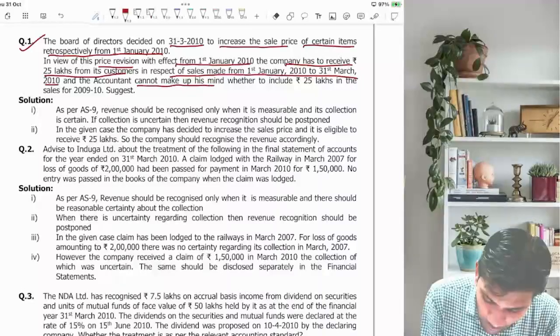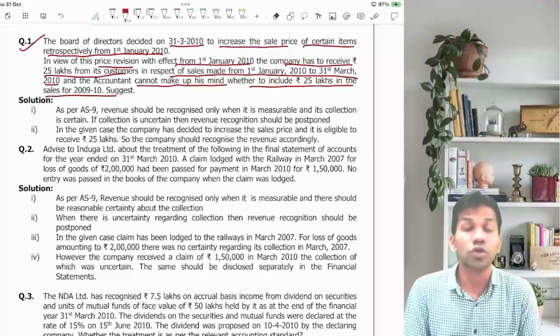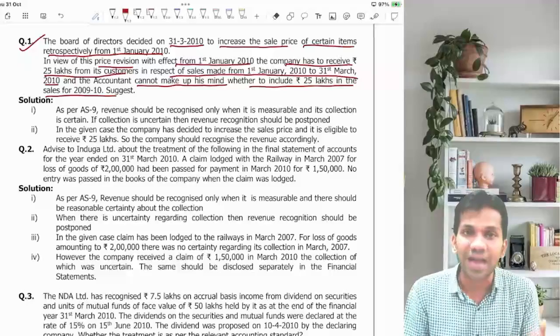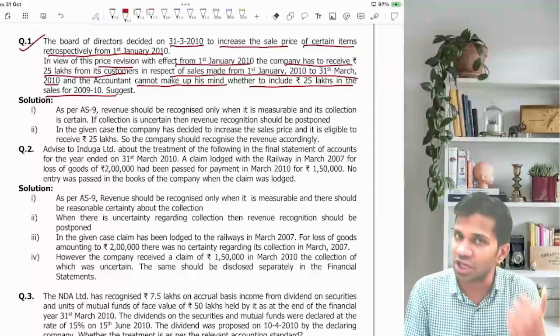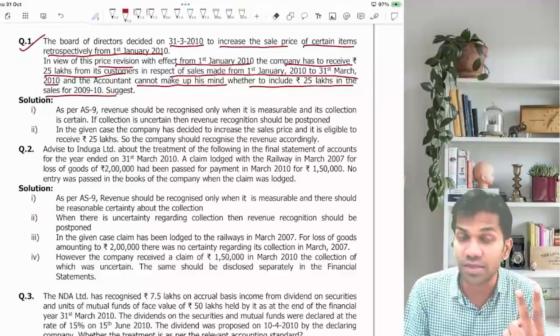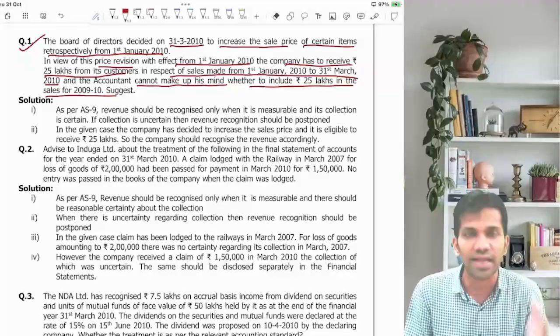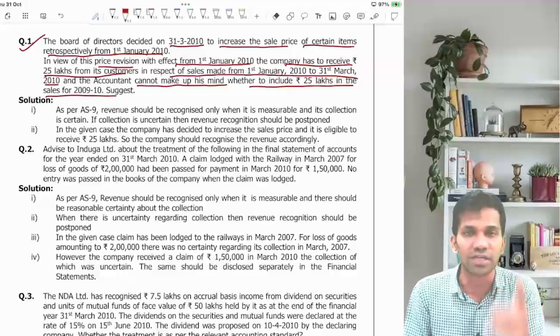And the accountant cannot make up his mind whether to include 25 lakhs in the sales for 2009-10. So the accountant is confused whether he should include this 25 lakh in the revenue or not. So guys, as I have discussed in the previous theory video, revenue should be recognized only when it is measurable and when there should be reasonable certainty regarding its collection. If both conditions are fulfilled, then revenue should be recognized. If any of the conditions is not satisfied, then revenue recognition should be postponed.